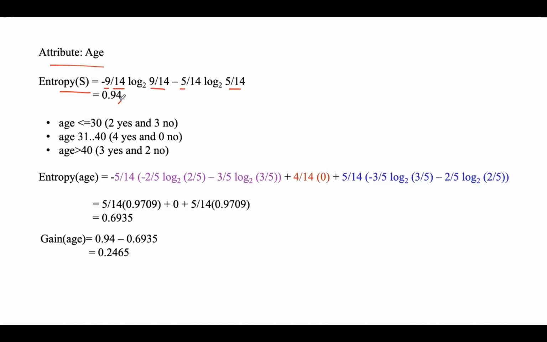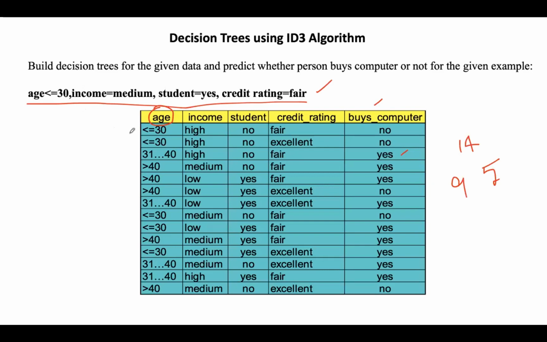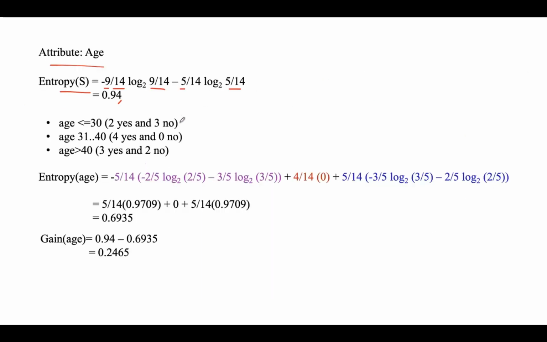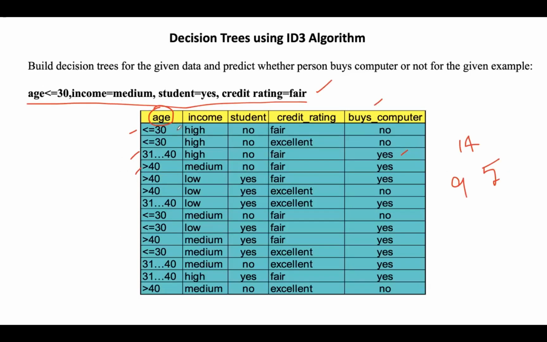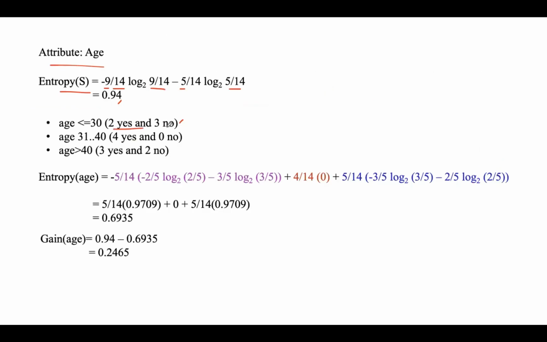Now, if you see this age, we have 3 categories in age. One is age less than or equal to 30, in between 31 to 40, and greater than 40. So let us pick these 3 categories. If you see age less than or equal to 30, find out the number of yes and no examples. The number of no's is 3, and yes is 2. So 2 yes and 3 no's.